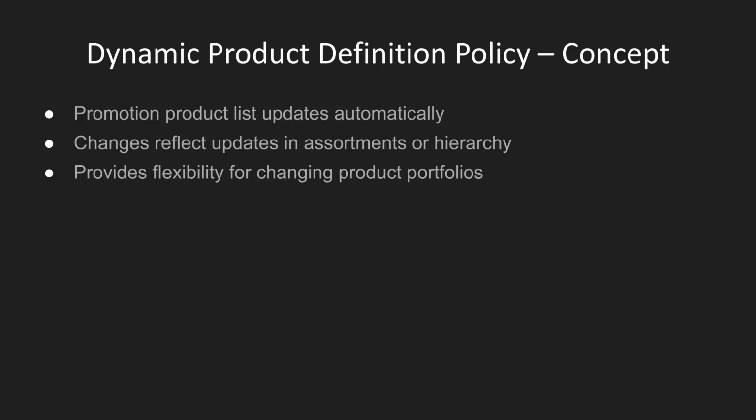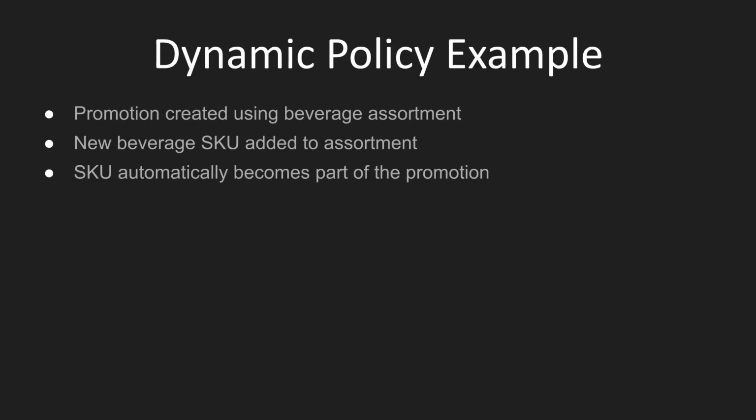Dynamic Product Definition Policy concept. In the dynamic policy, the product list automatically updates when assortments or hierarchy structures change. This allows promotions to adapt to evolving product portfolios. Dynamic policy example. For example, a promotion configured using a beverage assortment may automatically include newly introduced SKUs if they are added to the assortment.